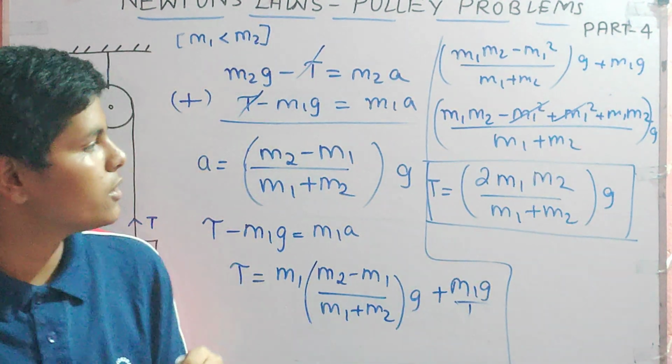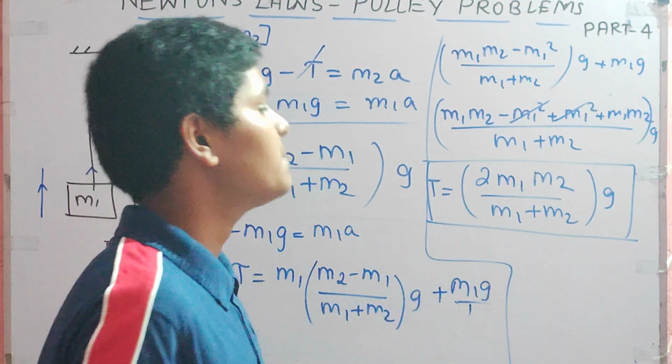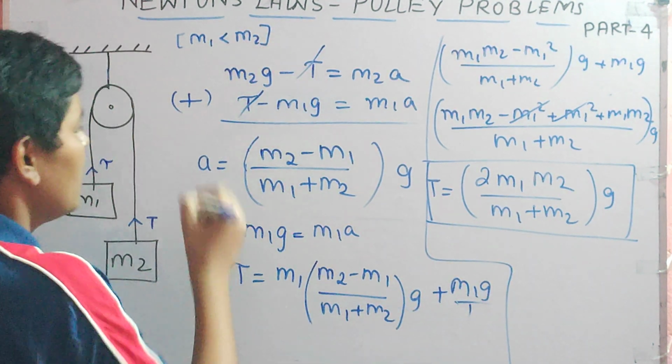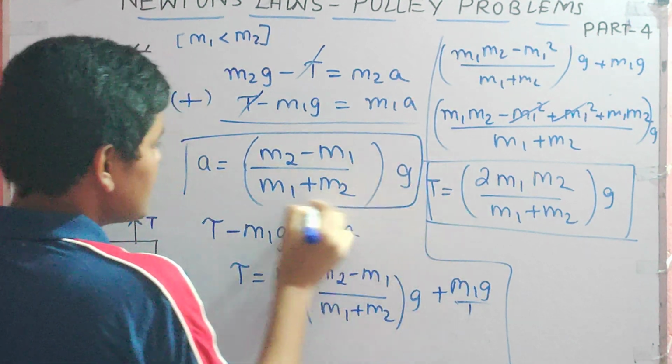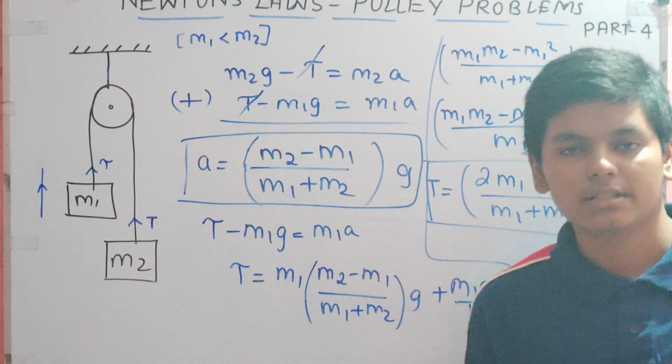m1 m2 plus m1 m2 by m1 plus m2 is equals to T, and T is equals to 2 m1 m2 by m1 plus m2 into g. These are the formulas. The first formula is for acceleration. The second formula is for tension. But for solving pulley problems, we won't be using these two formulas.